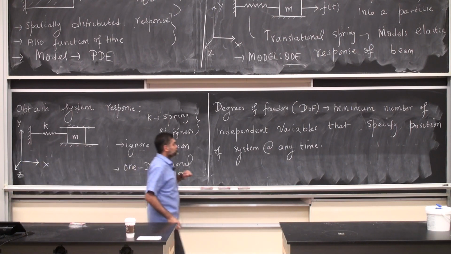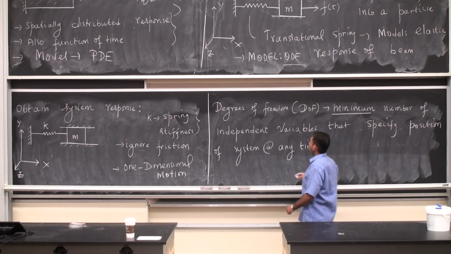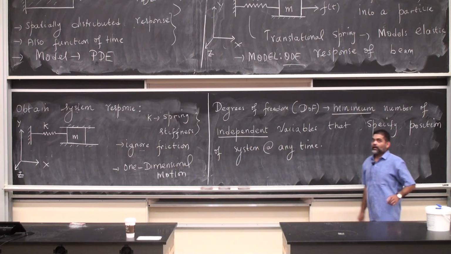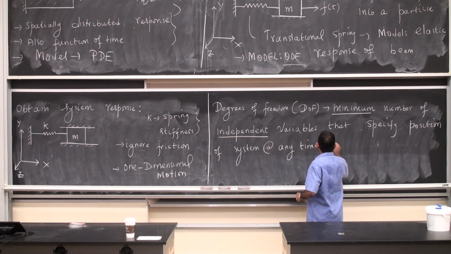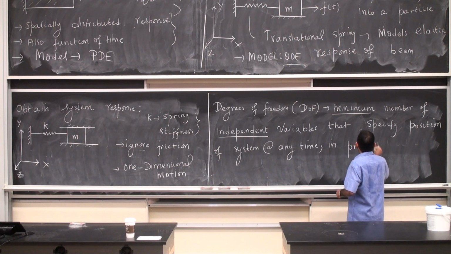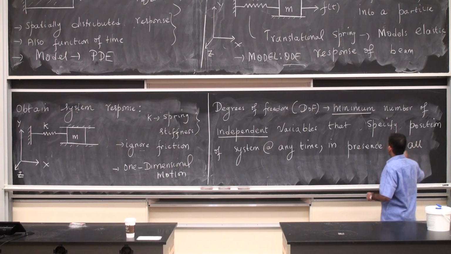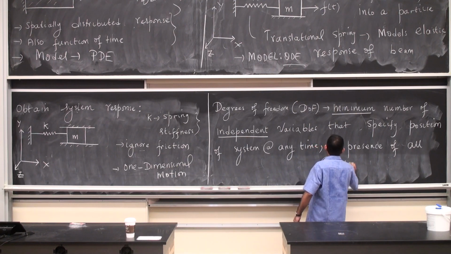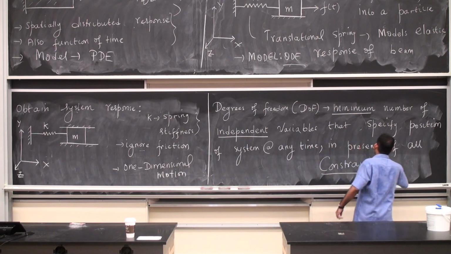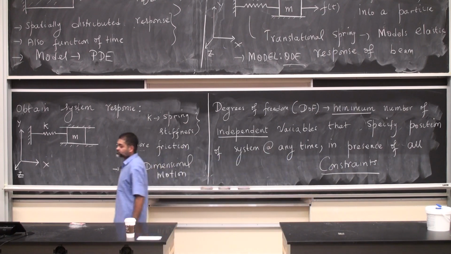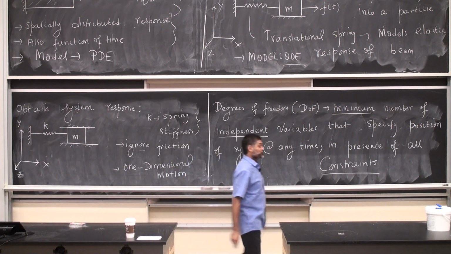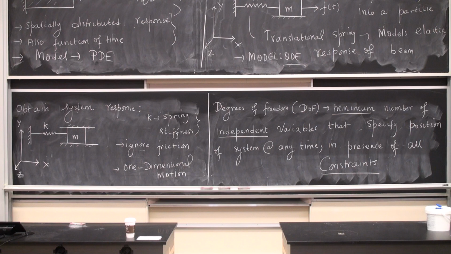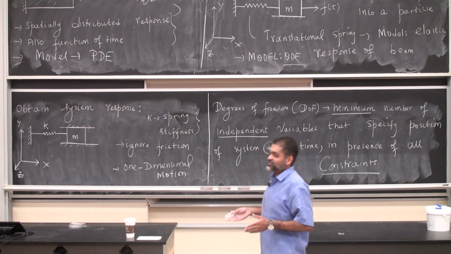Two words: minimum, independent, and in the presence of all constraints. The third word is constraint, or constraints. Constraint, as you know and as you have faced in your own life, is lack of freedom. So many systems are constrained to behave in certain ways.